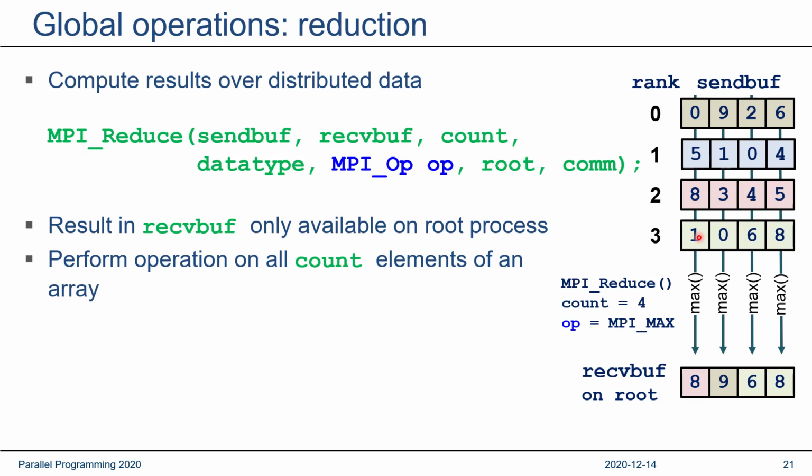What it does is 4 maximum operations, because the length of the buffer was 4 elements, and these 4 maximum operations are across ranks. So what we get is 4 maximum results, and those are put into the receive buffer on the root process.